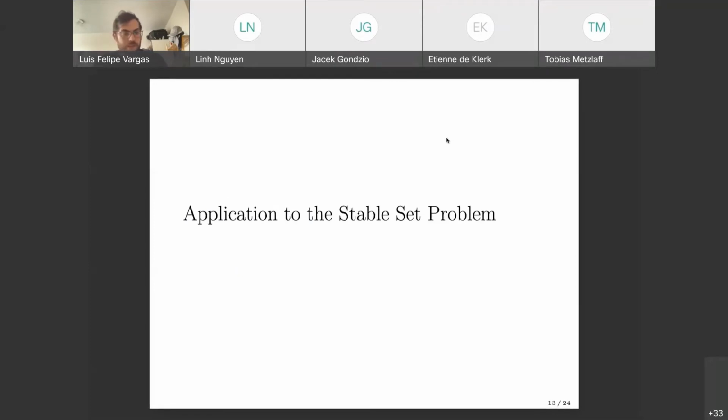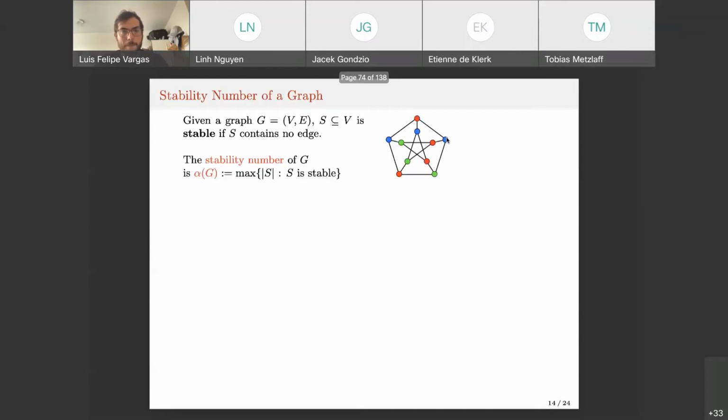Okay, so now we're going to talk about the application to the stable set problem, which is the main motivation for my project. I'm looking at these copositive approximations, these sum of squares approximations, motivated by this problem. So, the stability number of a graph. Given a graph, a subset of vertices S is stable if S contains no edge, and the stability number of a graph is the maximum size of a stable set. For instance, in the Petersen graph, the blue set is stable of size 3, and the red set is stable of size 4, and the stability number is 4, and it's easy to check.